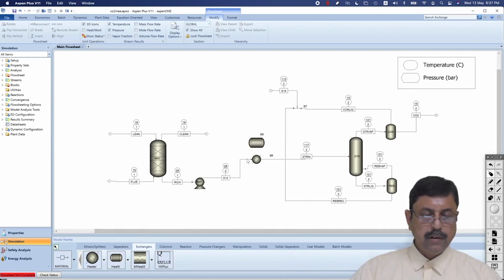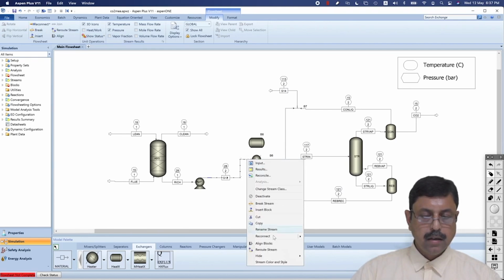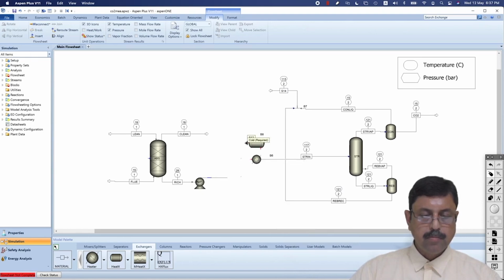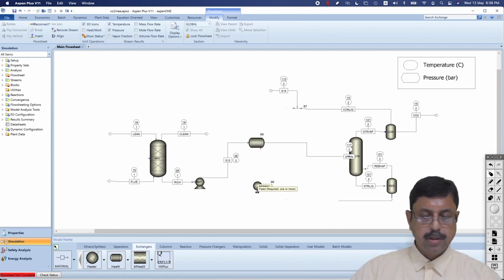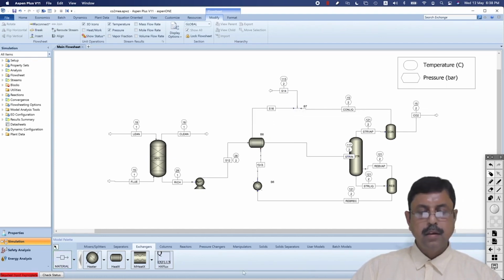and then we shall reconnect this line to this destination and reconnect this line with this source, and we shall rotate this icon, take this stream, reconnect with this destination, take this material stream out, connect with this, take this out, and connect with this. Okay. Now, okay.